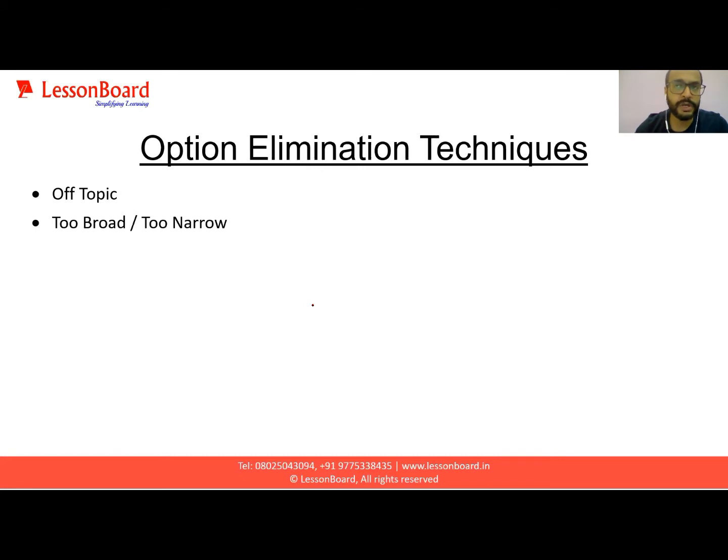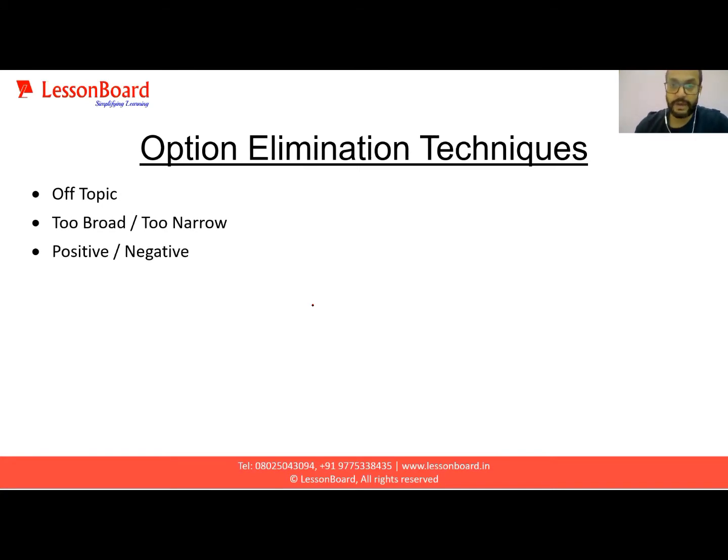Or if the passage is talking about noise pollution specifically, and the option talks about pollution in general, again, that would be too broad. So always keep this in mind. Please pay attention to the keywords in the option, and based on those keywords, you have to eliminate the option. You will always go by the elimination process. It's always advisable and prudent to use the elimination process, and these are the techniques that you will be using there.